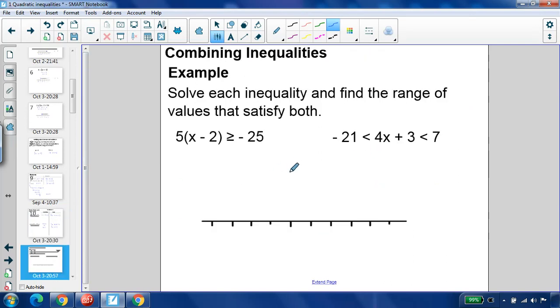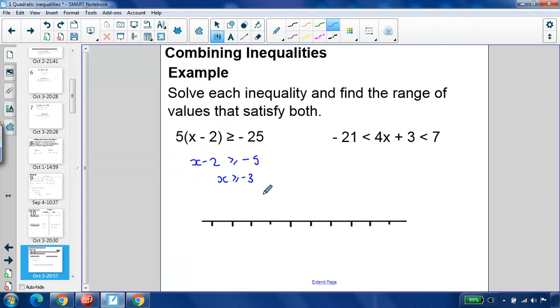So let's have a look at combining inequalities now. So we've got to solve each inequality and find the range of values that satisfy both. These examples are in the notes. So you could go ahead and expand for this one and then move things around, but I've noticed that 5 goes into minus 25 quite nicely. So I'm going to be left with x minus 2 and minus 5 there when I divide both sides by 5. Now I'm going to add 2 to both sides, and the solution for that will be this.